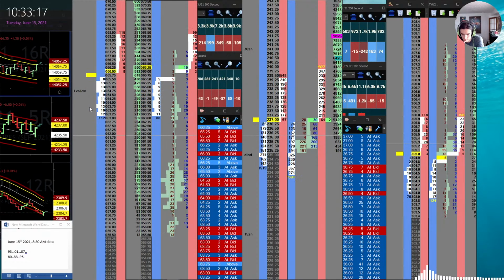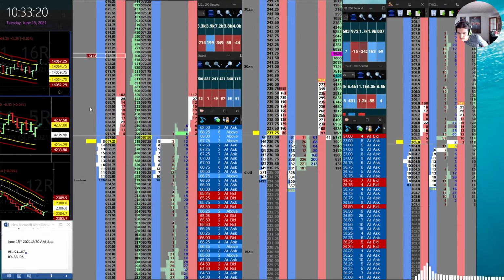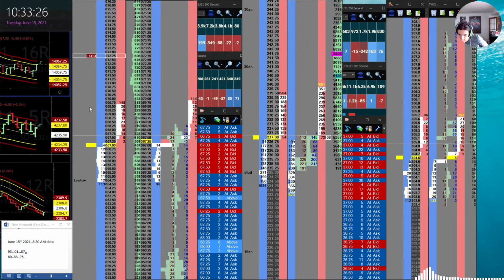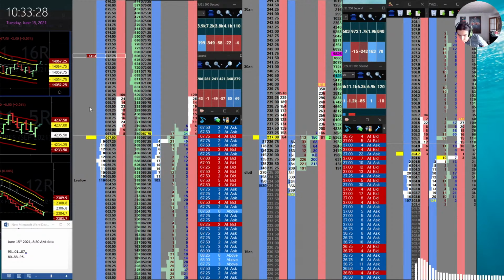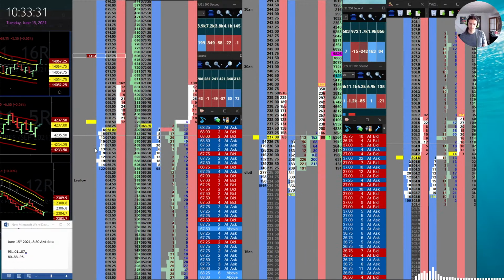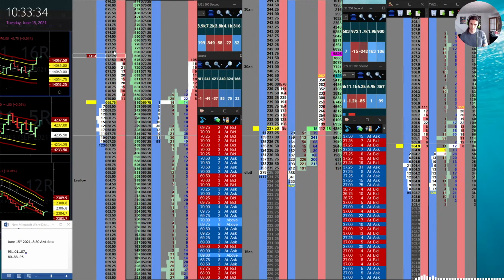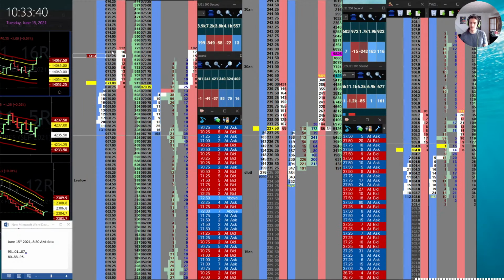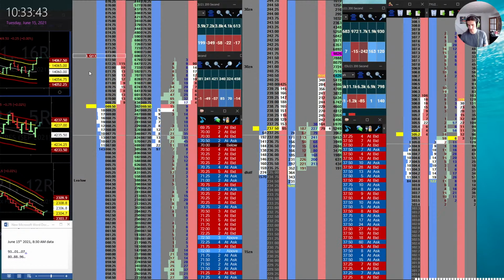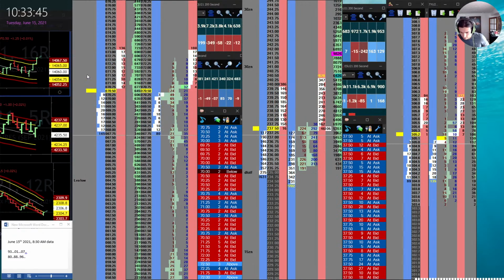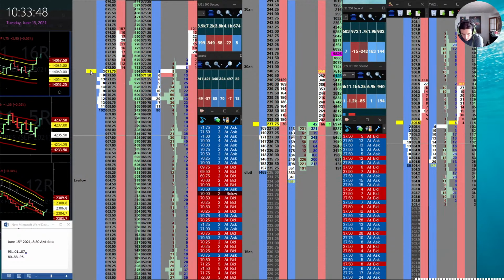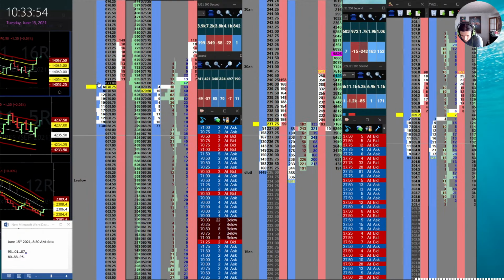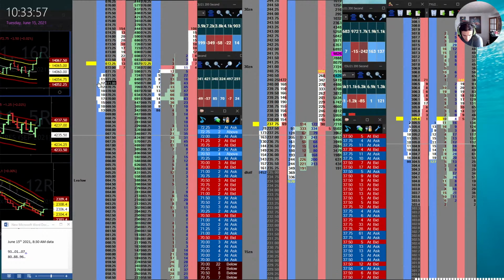So that 58 bid held real good. Coming up now, 66, 68. A lot of volume on the offer there, 68. Yeah, missed it by a tick. Fuck. $71, that's the area here. It's pretty bid at 70 here.